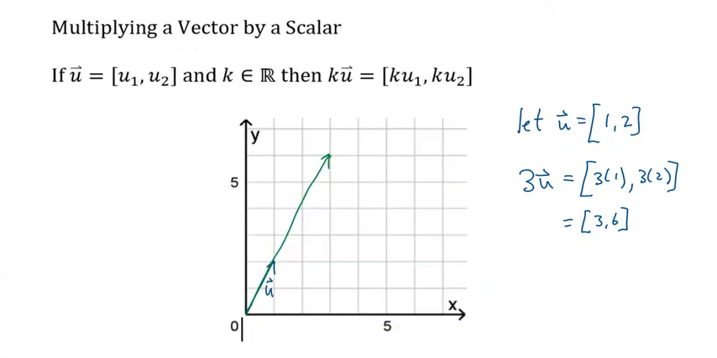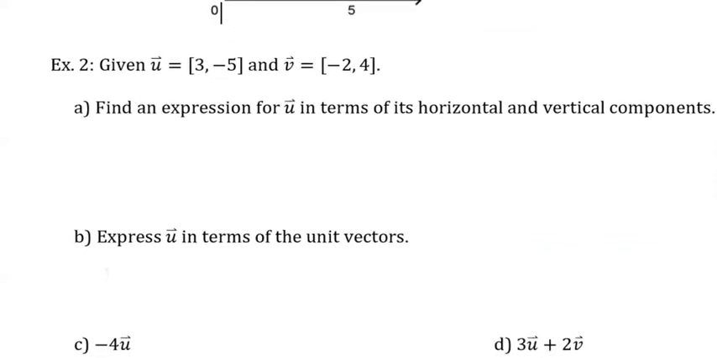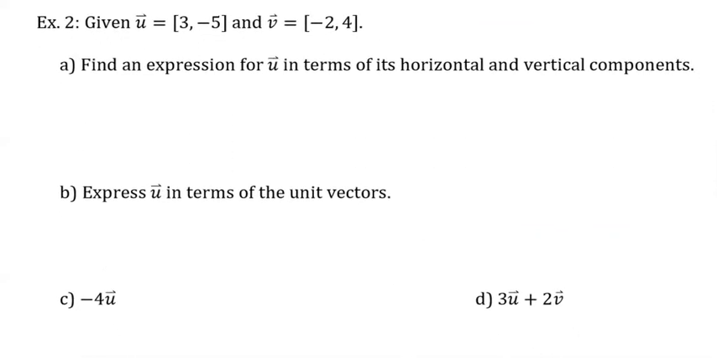So we're given a couple of vectors here, u and v. This is a very common question that you would see on a quiz or a test. Given u and v, do a whole bunch of different things. Or maybe given u, v, and w, or a, b, something like that. Do a whole bunch of different things, like find an expression for u in terms of its horizontal and vertical components.